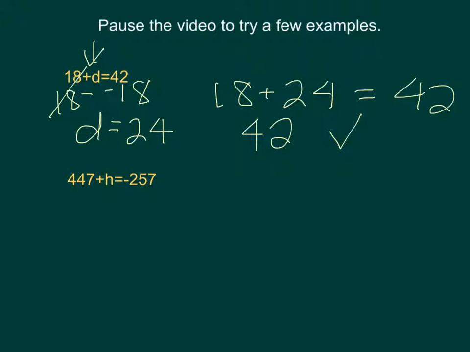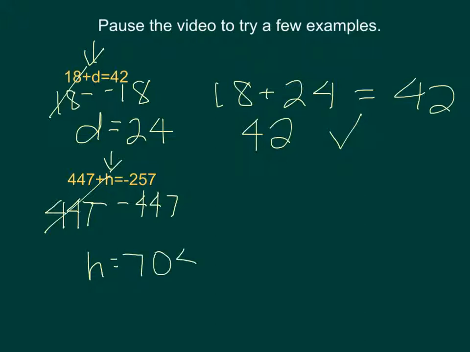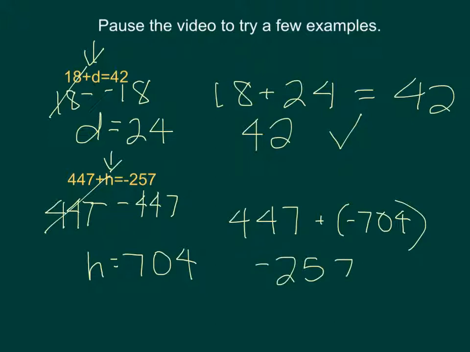The next example, the variable is H, and you're adding, so you're going to subtract 447. So if we subtract 447 from the other side, when we have two negatives, we know that's the same as adding them together and keeping the sign. So this is actually H equals 704. And you plug that back in, 447 plus a negative 704. This would be something you could enter into a calculator. You would get 257, which is what you were trying to get, so it would check out.